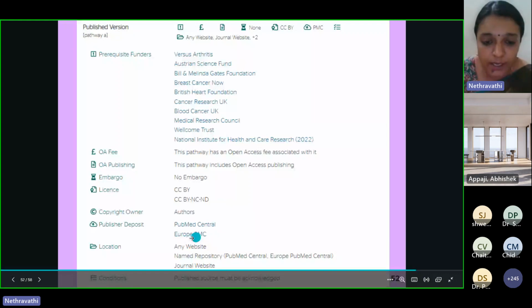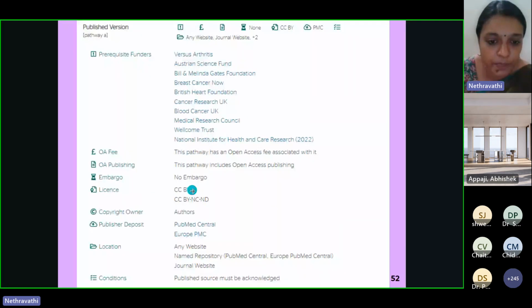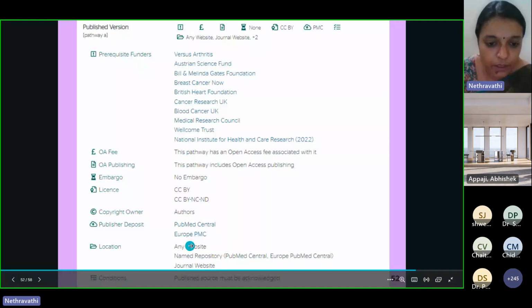Did you see the difference? Earlier, where could I upload? I could not upload in any website. There were only some academic social networks or institutional repositories. But now once it is published, it could be present on any website. The journal website, of course, and any named repository. And what is the condition? The condition is that the published source must be acknowledged. That is the only condition once the paper is published.